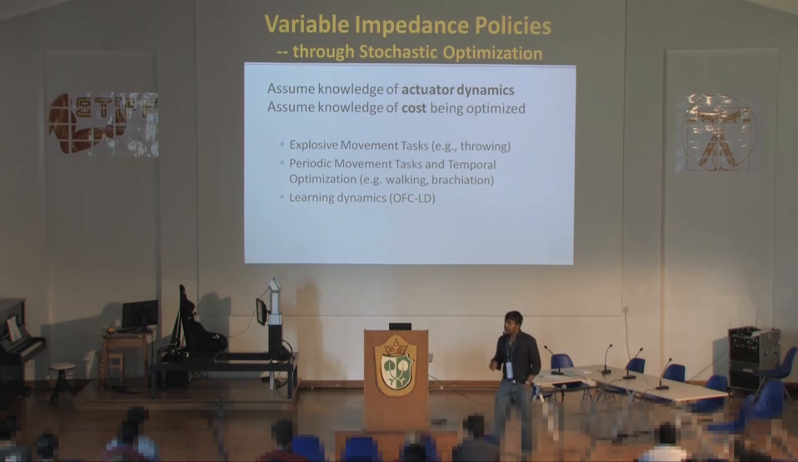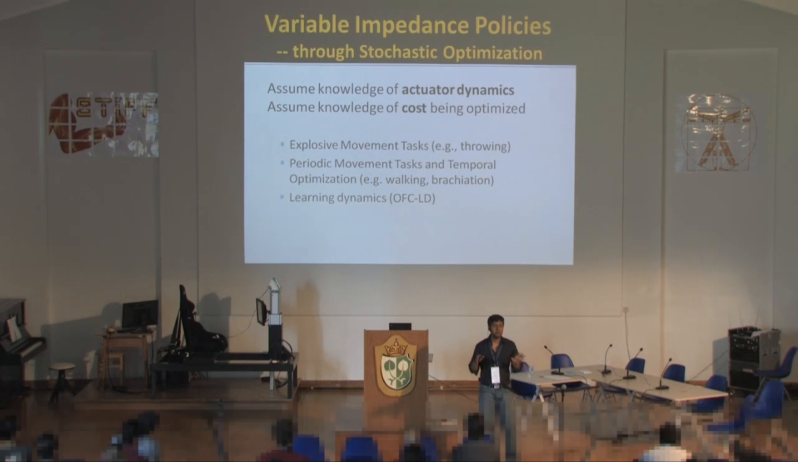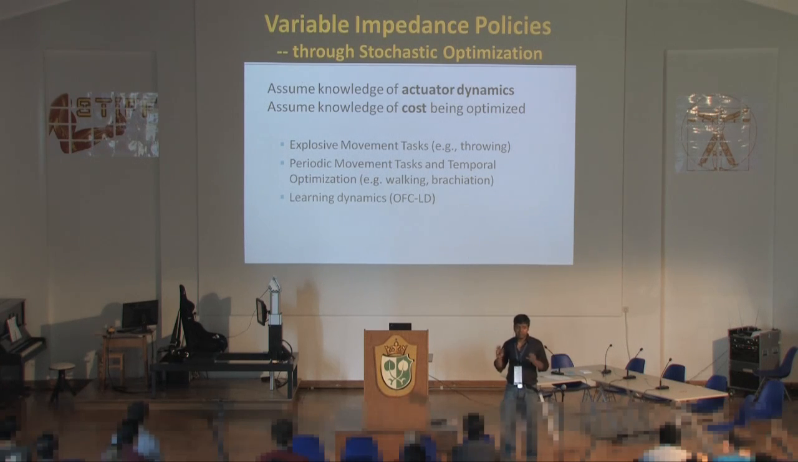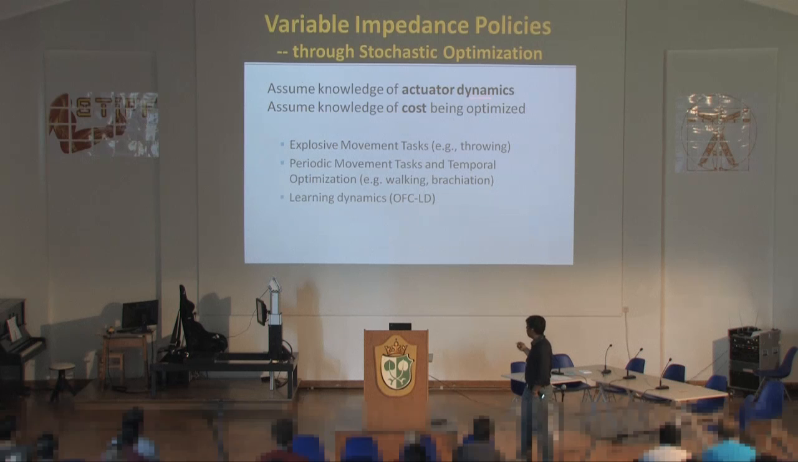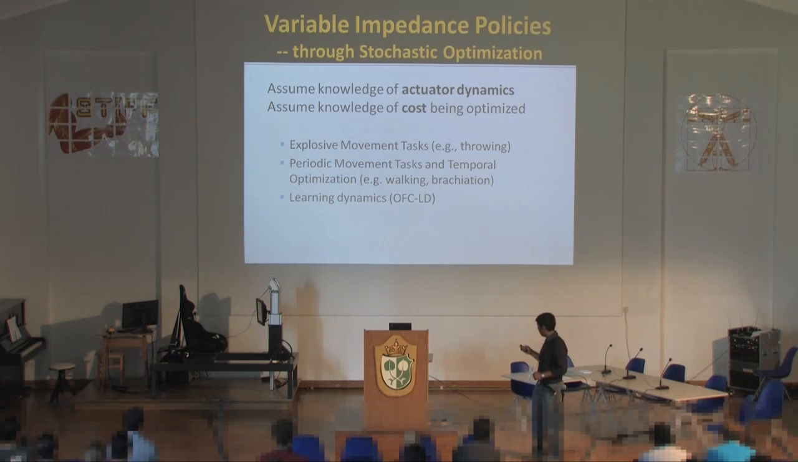Okay. So now, using this framework, my title said, do we want to optimize or imitate impedance profiles? So let's first start with this formulation of optimizing. If you're given some actuator dynamics that we know, and you assume the knowledge of the cost being optimized, then we can do various things with this framework. So I'm going to give you examples of each of these three things, one at a time.